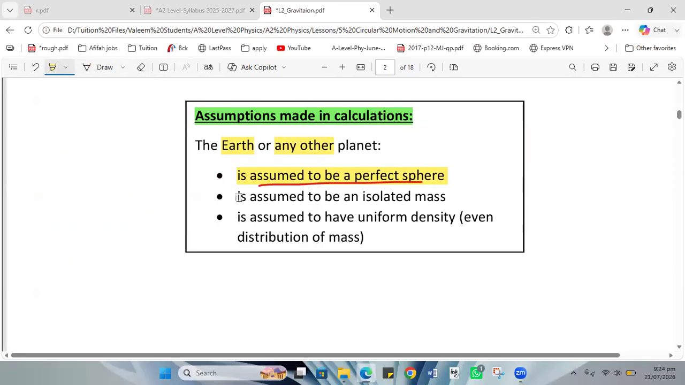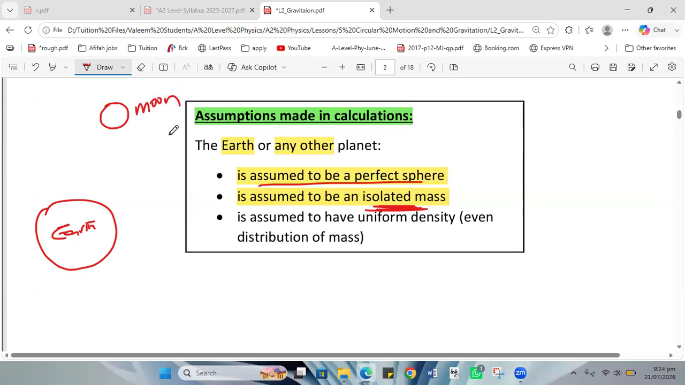Number two, the planets are assumed to be isolated masses. What does this mean? In reality, the Earth is not isolated. There are other planetary bodies that have an influence on Earth. For example, the Moon. You might have heard about tidal waves. What are tidal waves? They are the disturbance caused in our ocean due to the gravitational attraction of the moon. This means that although the moon is smaller than Earth and has a lesser gravitational field, it still has an impact on the Earth. So the Earth is not an isolated mass.